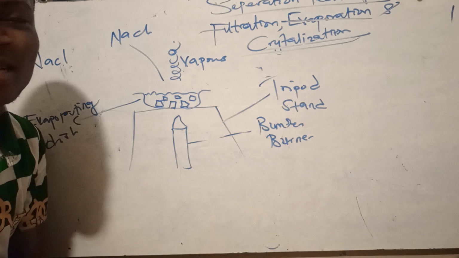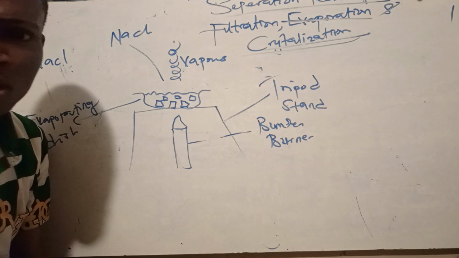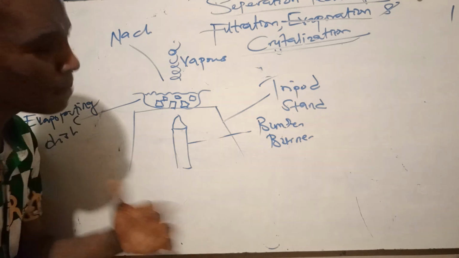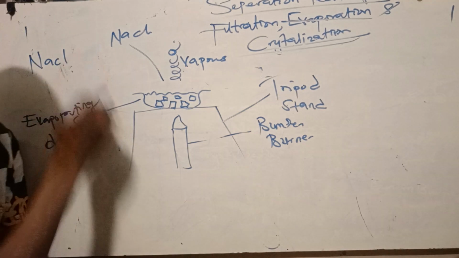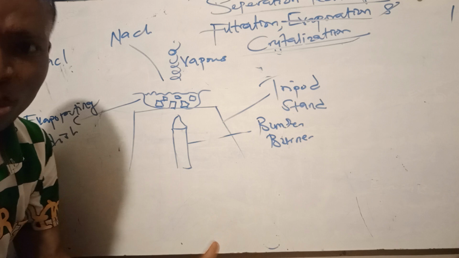It will be damaged by heat. But there are some salts. You know, we don't have only one type of salt in chemistry. There are many salts. So there are some salts in which we can use evaporation to separate them from what? From their solution.